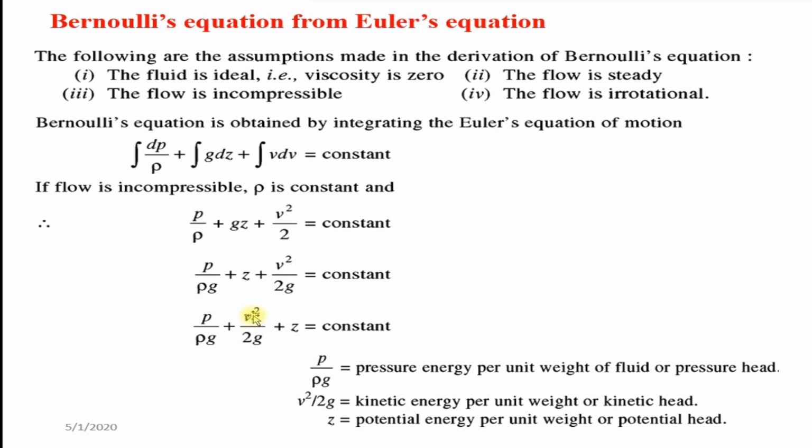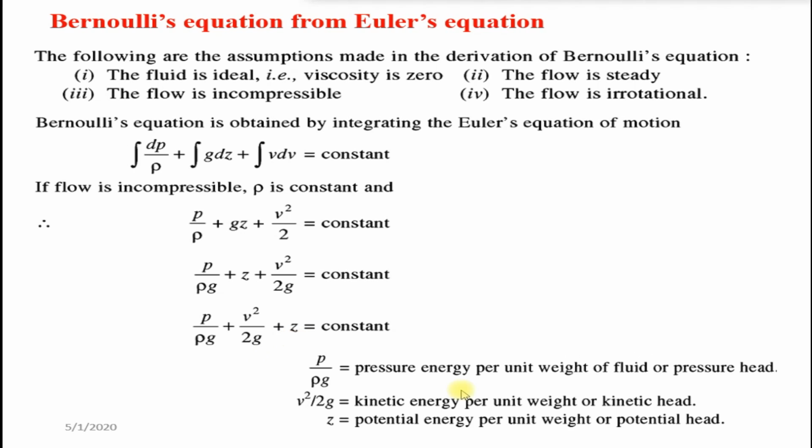This equation is called Bernoulli's equation of motion, where p by rho g is the pressure head, v square by 2g is the kinetic head, and z is the potential head. With this Bernoulli's equation and Euler's equation of motion, we will start some problems.